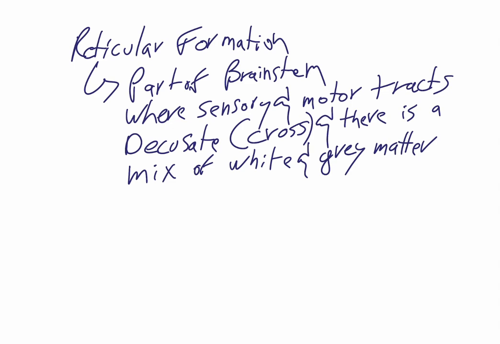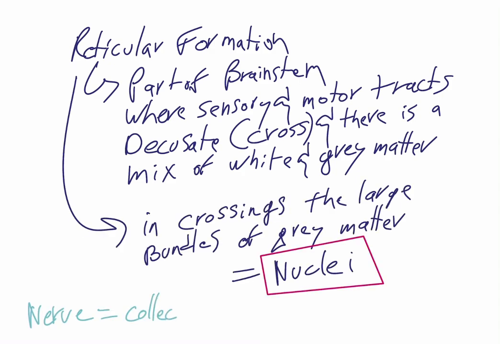Now, in terms of reticular formation, this is part of the brainstem where sensory and motor tracts decussate, aka cross, going from left to right or right to left, depending on where they're coming from. There's a mix of white and gray matter. Within these crossings, there are large bundles of gray matter, and these are called nuclei.